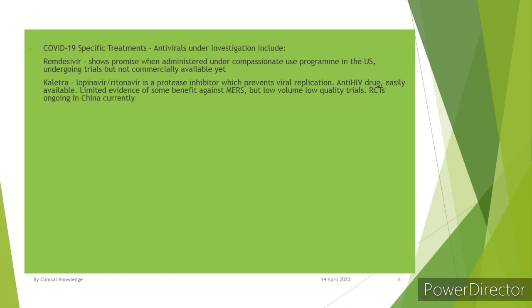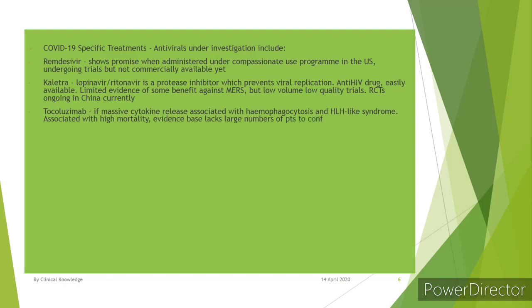Tocilizumab, if massive cytokine release associated with hemophagocytosis and HLH-like syndrome, which carries high mortality. The evidence base lacks a large number of patients to confirm. Chloroquine interferes with the ACE2 receptor and thus virus entry. An expert consensus group in China is recommending a treatment regimen of 500 mg PO twice daily for patients without contraindications, but this is not supported by any published clinical data yet.